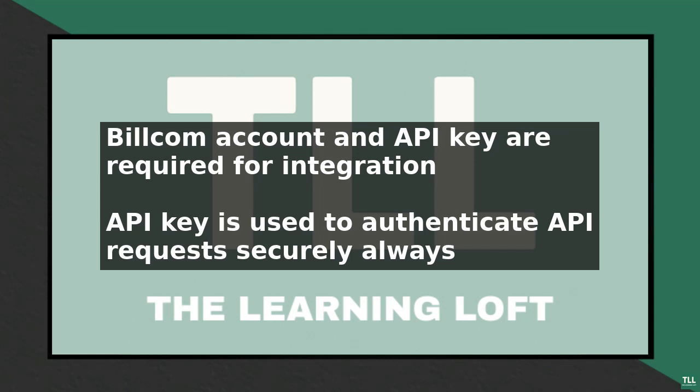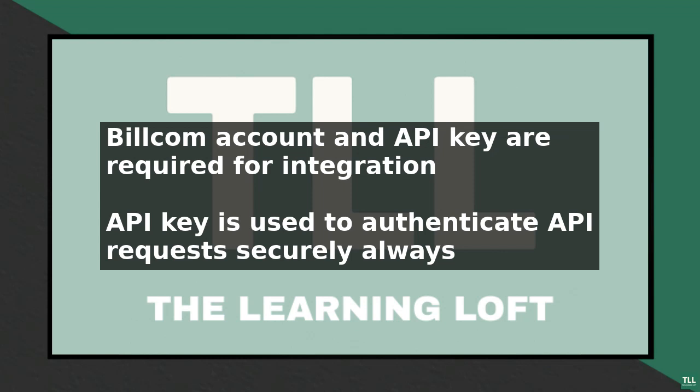Step 4. Authenticate API requests. To authenticate your API requests, you need to include your API key in the header of your request. You can do this by adding an authorization header with your API key.